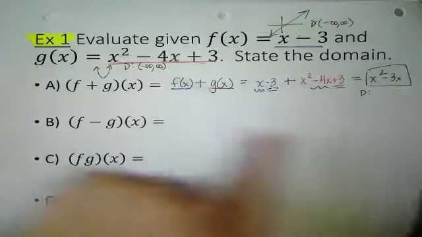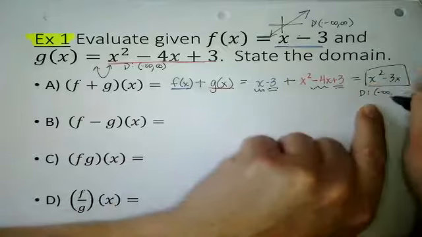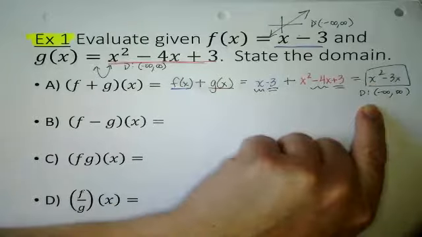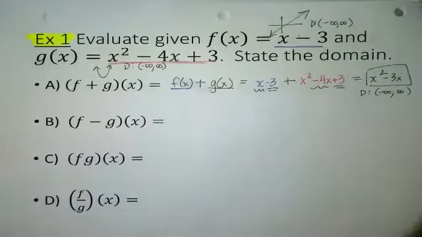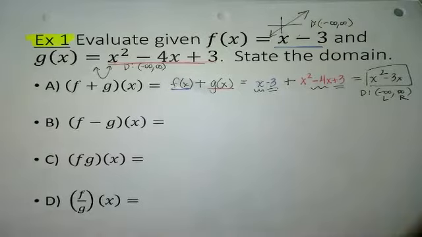And the domain, again, this is a parabola. Its domain is negative infinity to positive infinity. When in doubt, graph it out. You're welcome to graph that and see that it just goes forever to the left and forever to the right. Well, that's how I think about domain. How far left and how far right does it go?